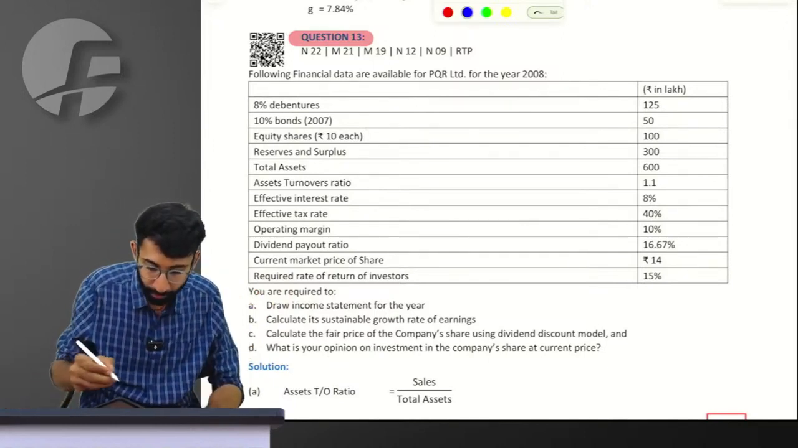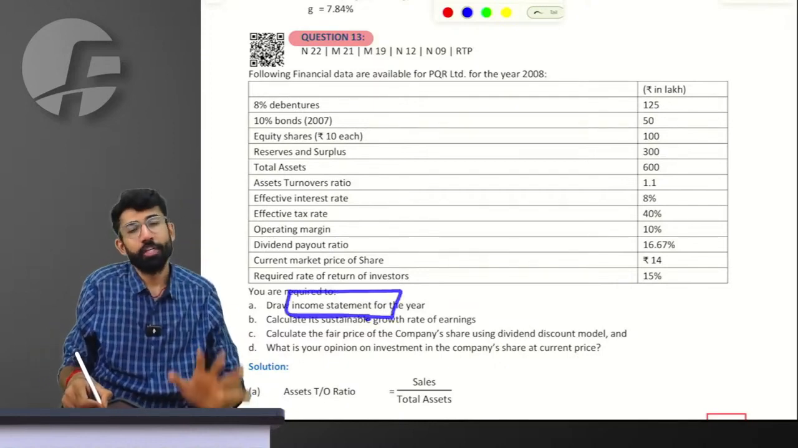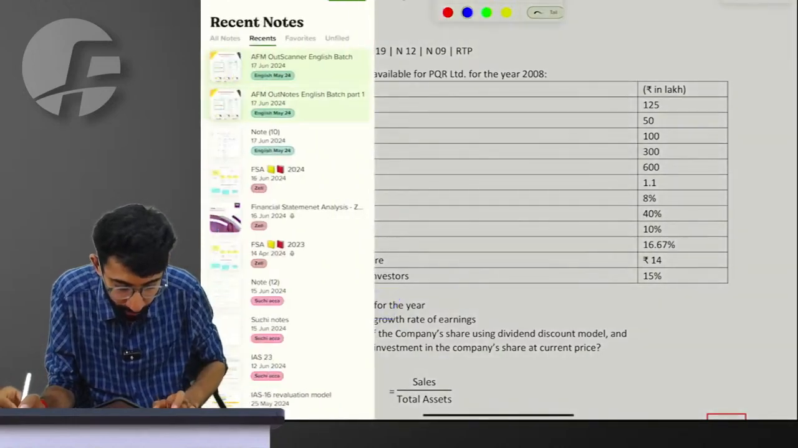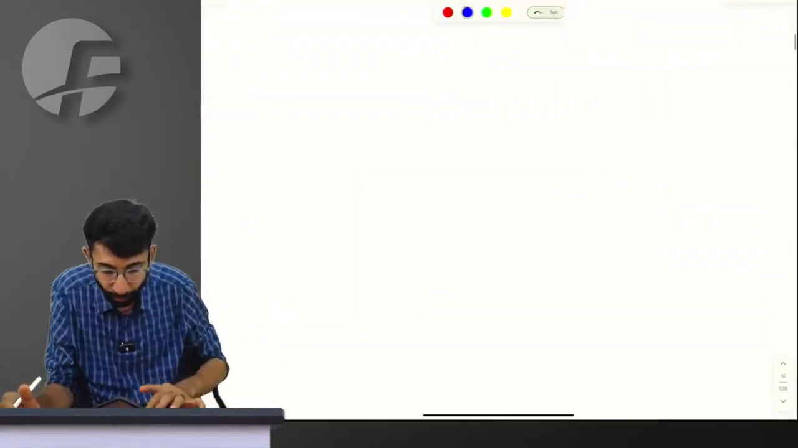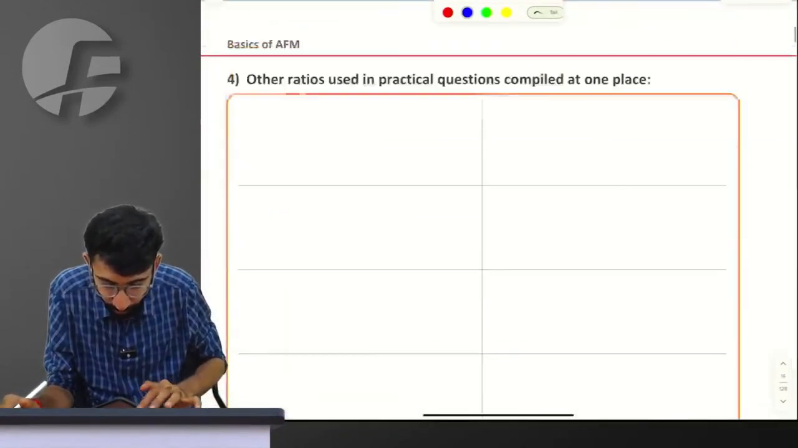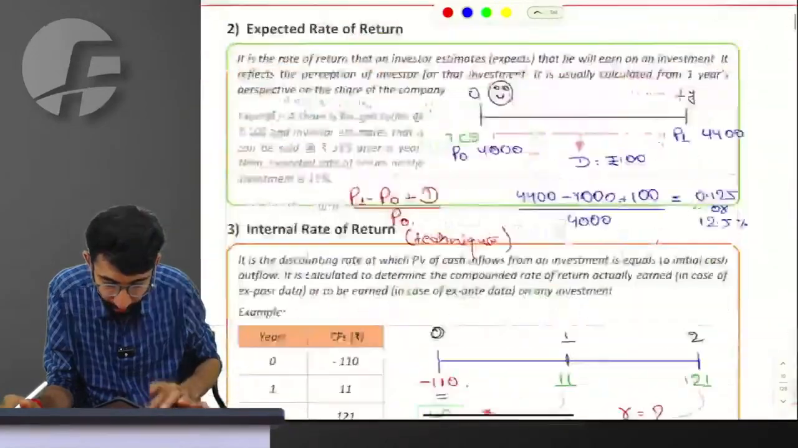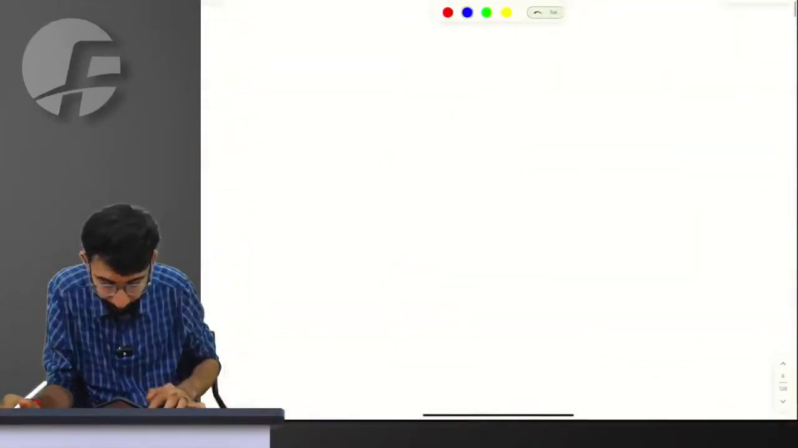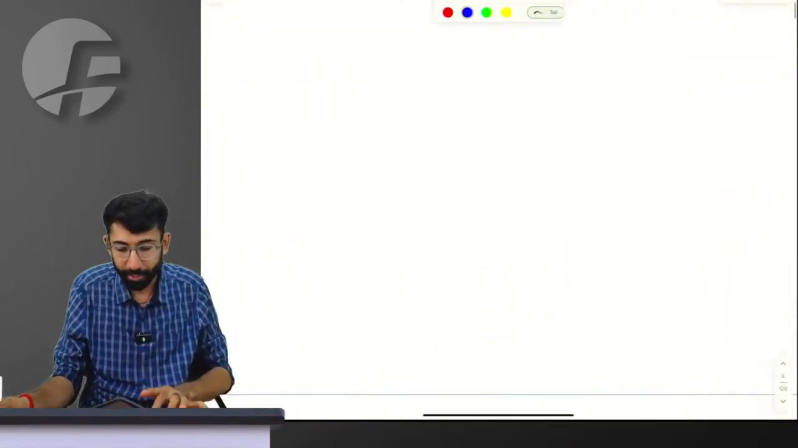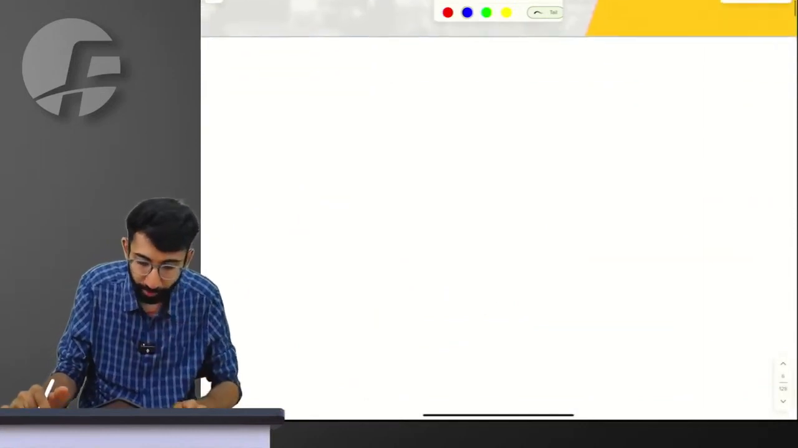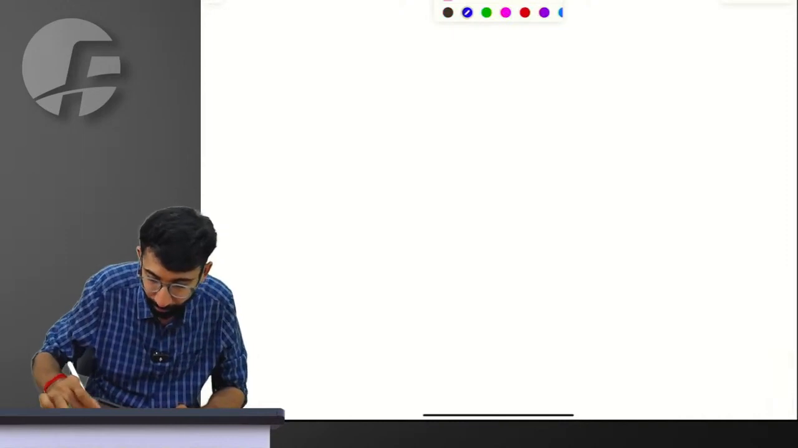Sir, the question asks you to prepare an income statement. So let's do one thing. Let us go to our notes and create a format of income statement which will be needed for you to know. On which page? Before your first page where you are learning basic ratios, you will find a blank page. Let us prepare a format of income statement over here.